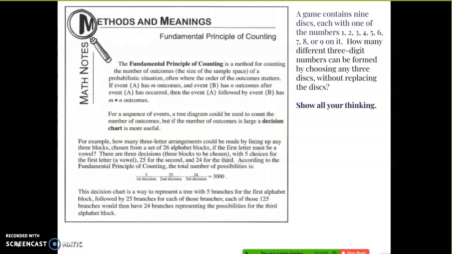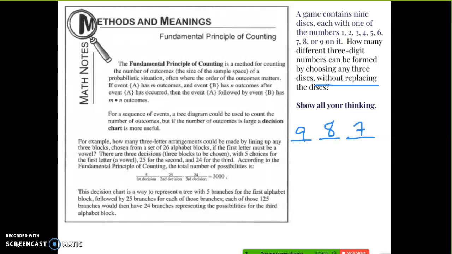Let's try some of our independent practice. Okay, let's look at this first one. A game contains 9 discs, each with one of the numbers 1, 2, 3, 4, 5, 6, 7, 8, or 9 on it. How many different 3-digit numbers can be formed without replacing the discs? So without replacing the discs is important. That means that this is a permutation with no repetition. First we have 9 different choices to make. But then for the second one, we have only 8 possible choices. And the next one only has 7.